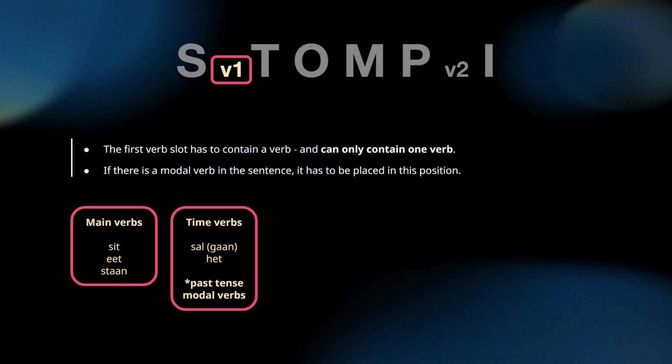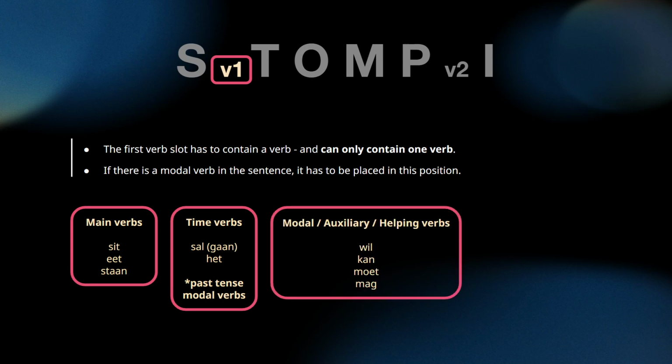Sal is our modal verb of future tense. Gaan is also sometimes used to indicate future tense, but it's not 100% the same. Sal means will, and gaan means I'm going to. Het is our modal verb for the past tense, so it indicates my sentence is being written in the past tense. We can also reserve this spot for past tense modal verbs, but we will take a look at that in more detail when we take a look at past tense.